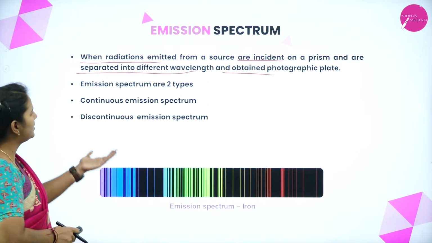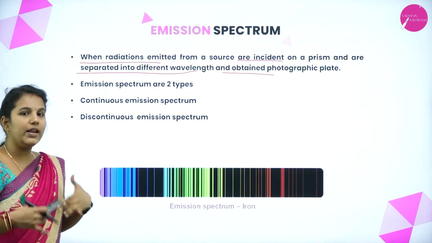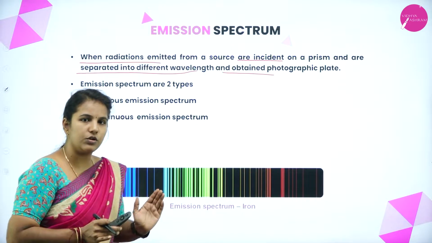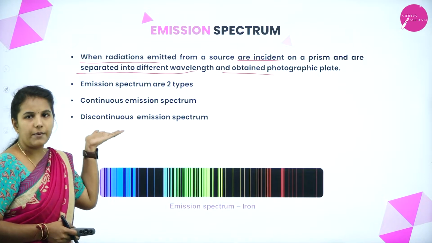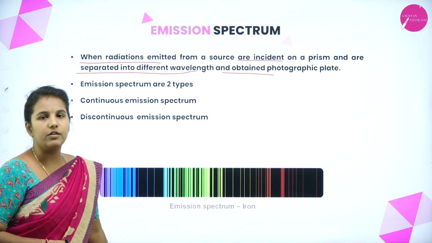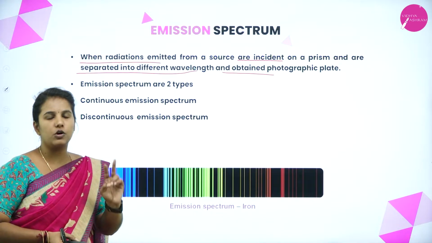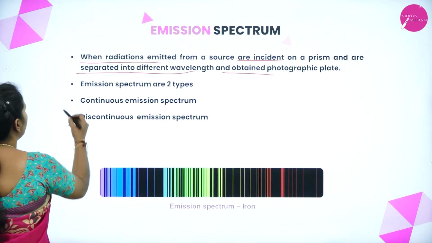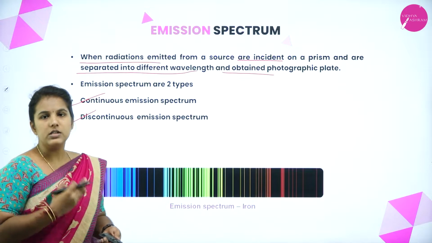What does emission spectrum mean? It is the radiation which is emitted from the source. When the radiations are emitted from the source, they get separated into wavelengths, and they can be collected by using a photographic plate. And again, these emission spectra are of two types. They are continuous emission spectrum and discontinuous emission spectrum.